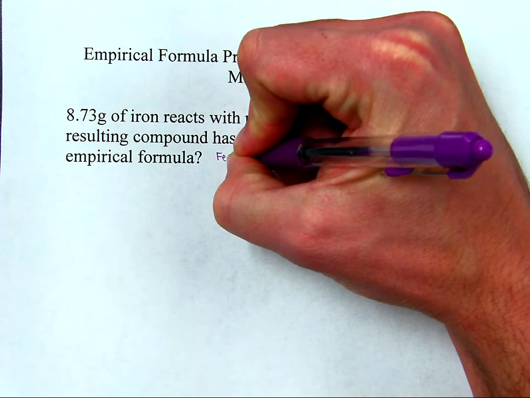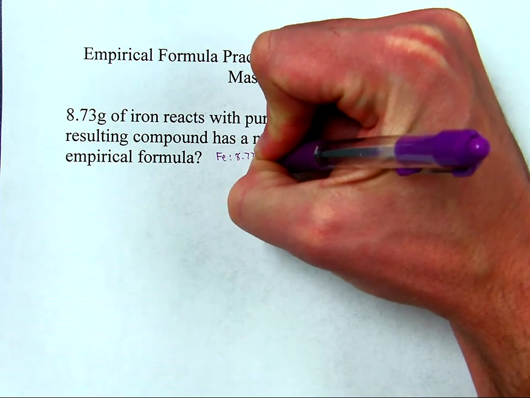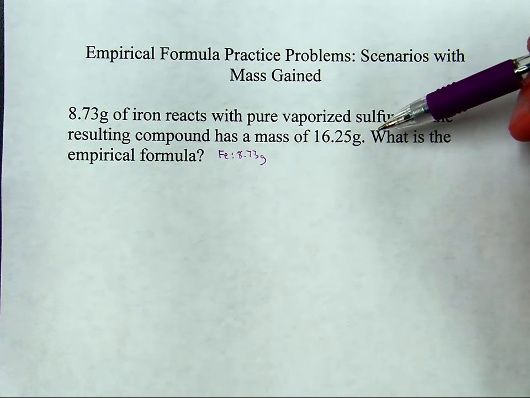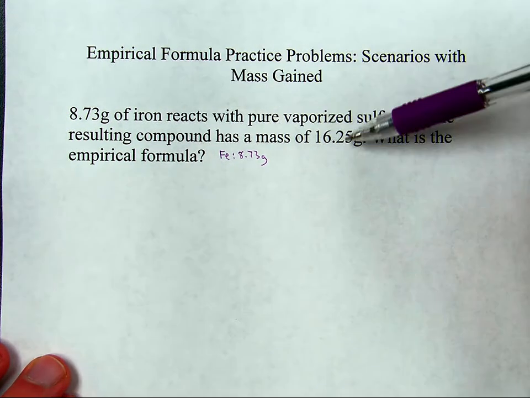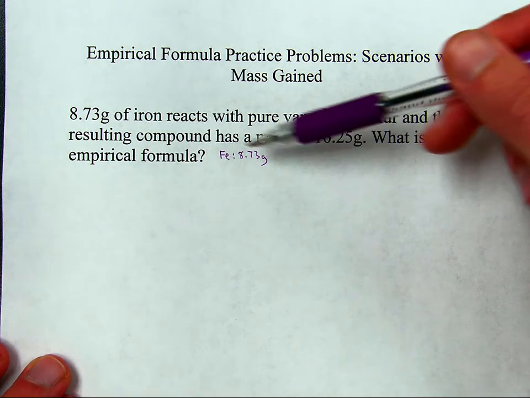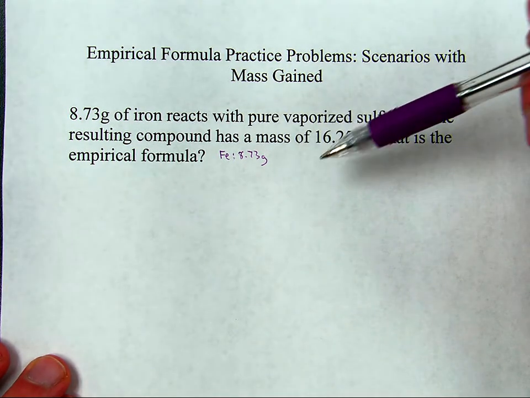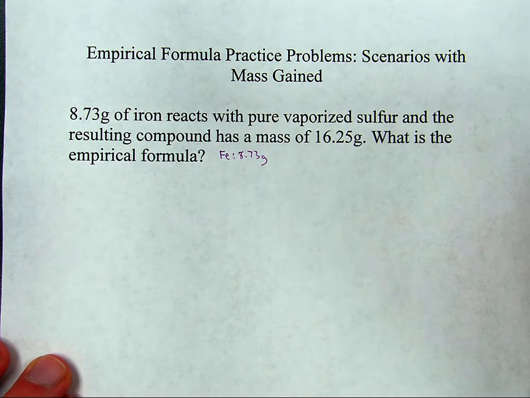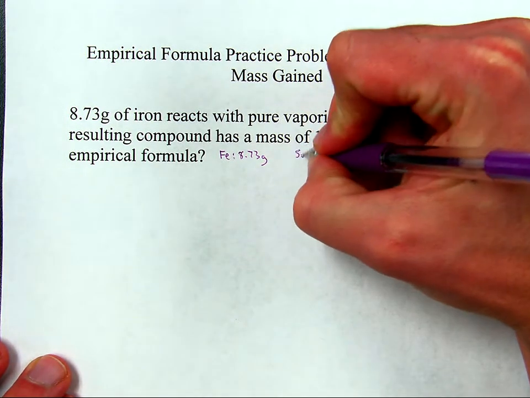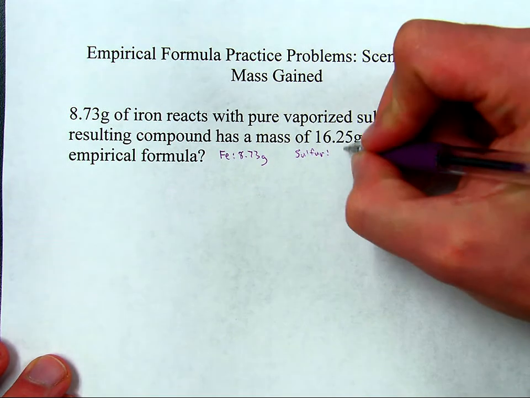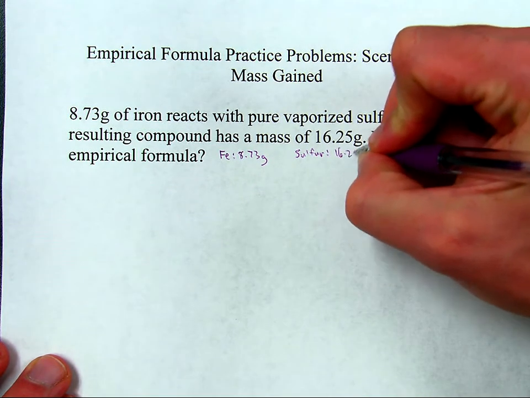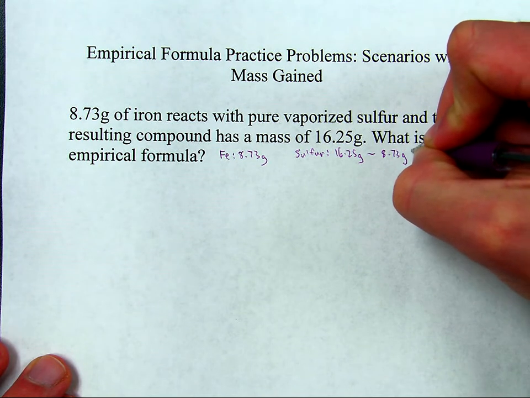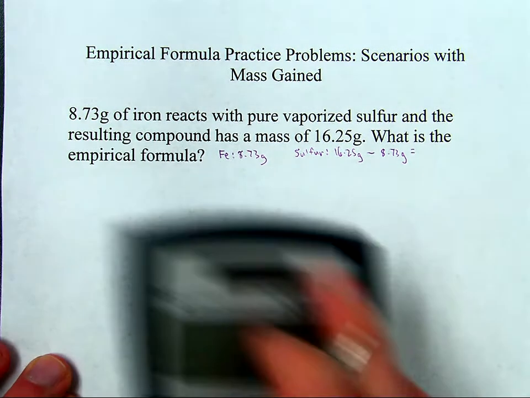The mass of iron is 8.73 grams, and for the other compound, in this case sulfur, what we're going to need to do is assume that all the increase in mass came from sulfur being added to the iron, which is to say that the entire increase in mass from that to that is sulfur. So for sulfur, we'll say 16.25 grams minus 8.73 grams will be the final mass. Let's see what that comes out to be.